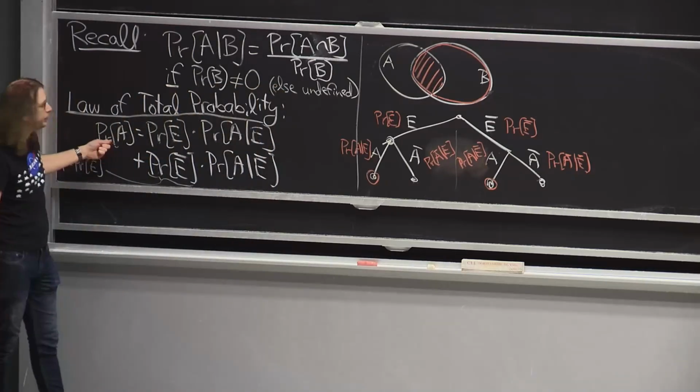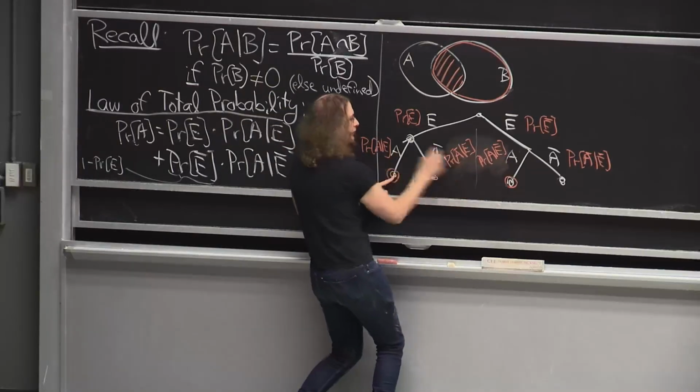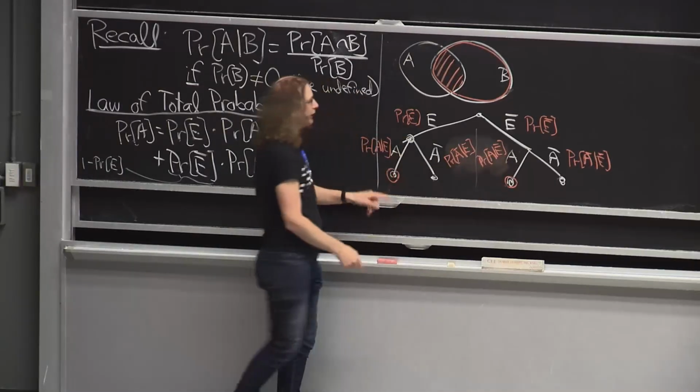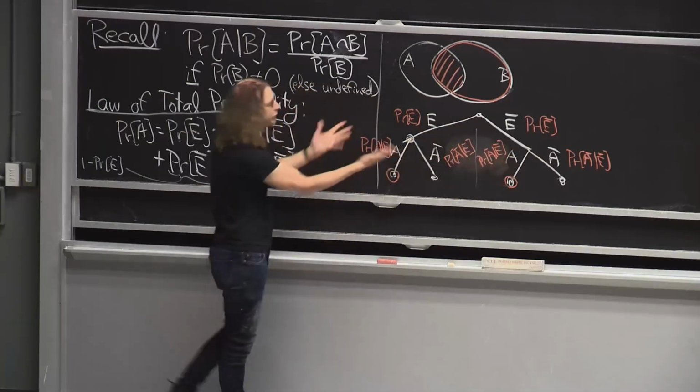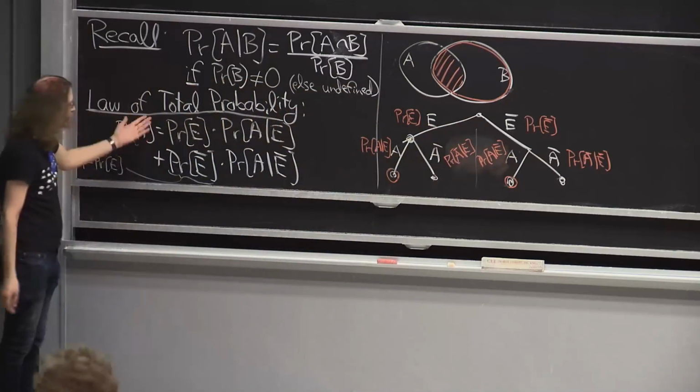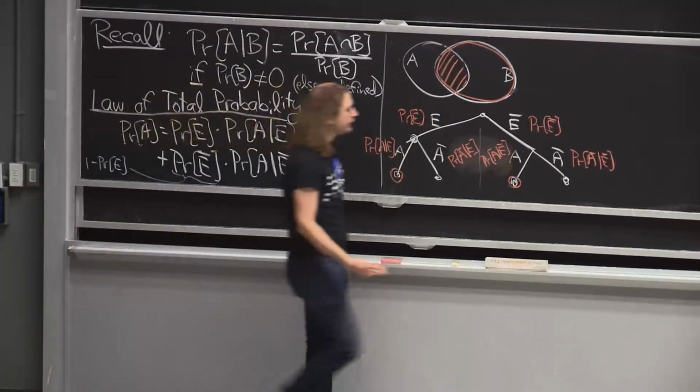And so in particular, if you want to compute the probability of A, it's these two nodes together. These are the two A branches. And so that is this product plus this product. By construction, everything here is disjoint, and so you can just add the probabilities up, and you get this law. OK, we may use it today.